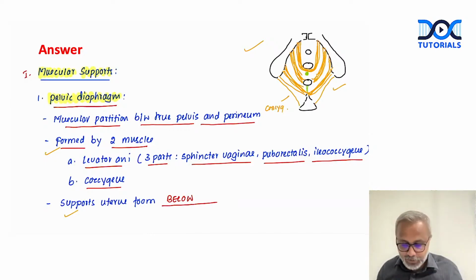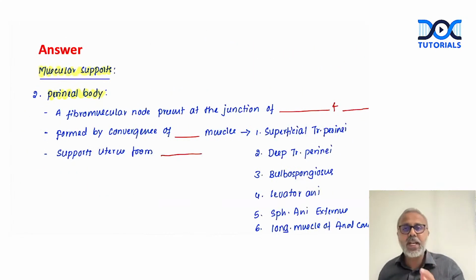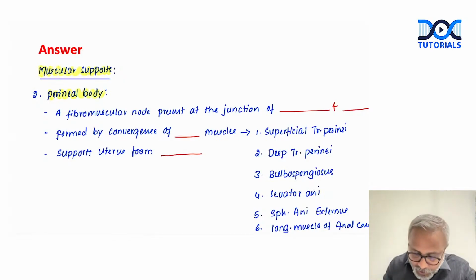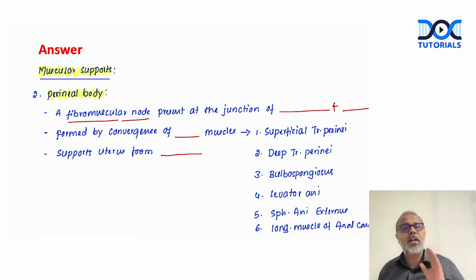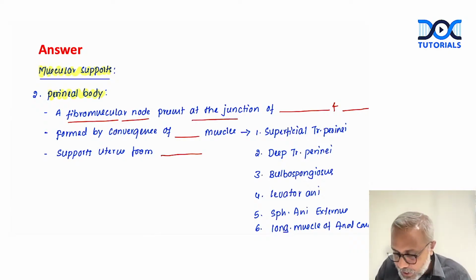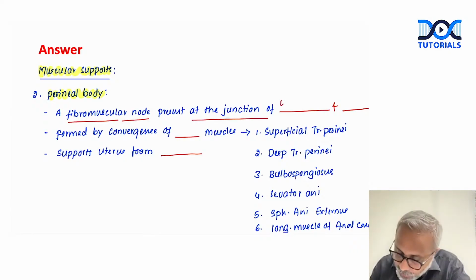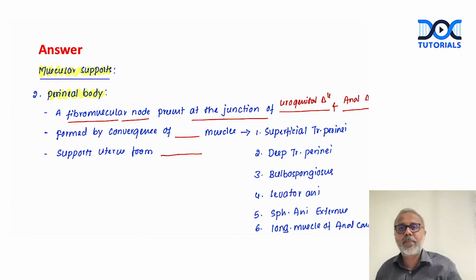And once you have written this, move on to the next, that is perineal body. Now again, start with what exactly is perineal body. It is a fibromuscular node. Definition. Where is it located? It is located at the junction of urogenital triangle and anal triangle. Right? This is how you write it.